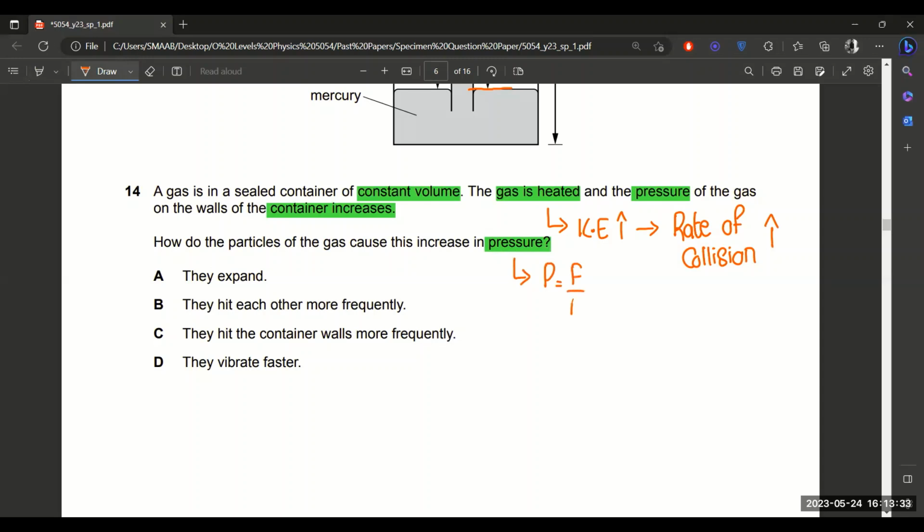Most of the people are going to take the first option, they expand, but they are not talking about volume. If they talk about the volume, then you take the first option, that is they expand. So they are saying the volume remains the same. In the same volume, we are not going to expand the gas. So pressure means force over area. So we need to find the thing which will be like force over area. According to that, option C is the right choice. They hit the container walls more frequently, means the rate of collision will increase. So option C is the right answer.